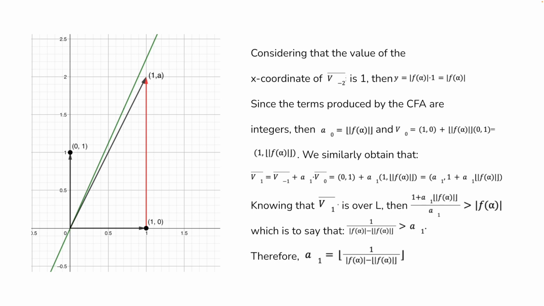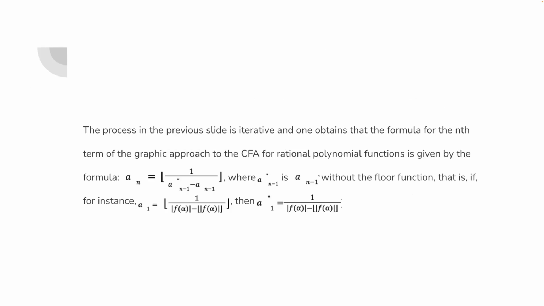Using the geometric reasoning for the CFA, we can obtain that the value of a_0 is equal to the floor function of the absolute value of f(alpha), and that the first approximation point is equal to 1 over the floor function of the absolute value of f(alpha). We can continue doing this process iteratively to obtain the formula a_n equals the floor function of 1 divided by (a_{n-1}* minus a_{n-1}), where a_{n-1}* is a_{n-1} without the floor function.